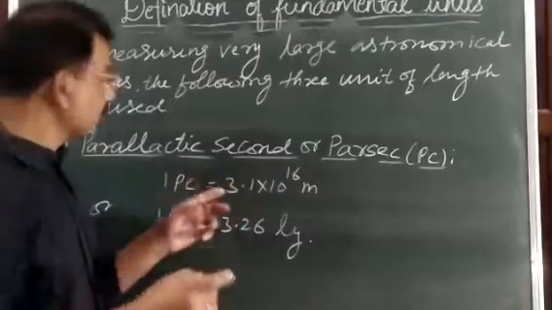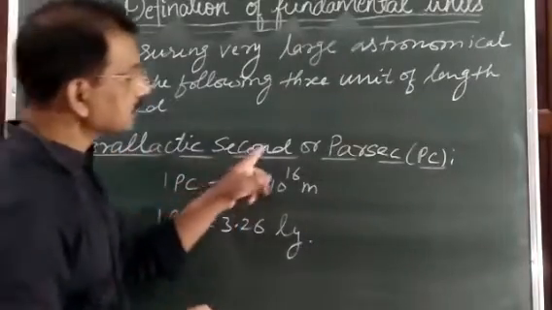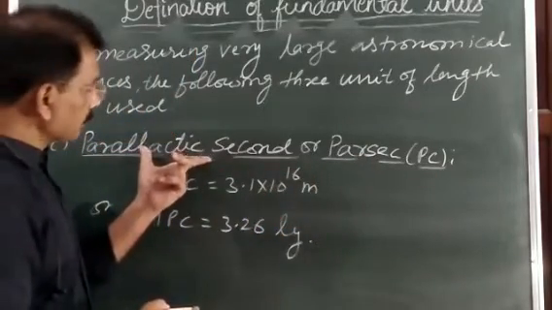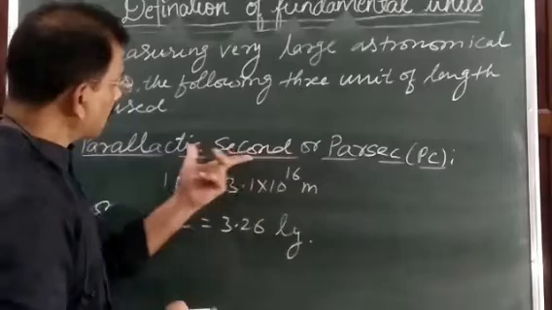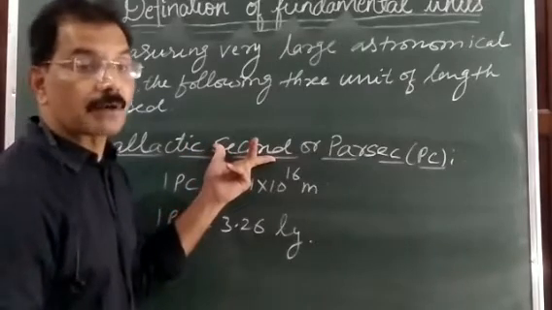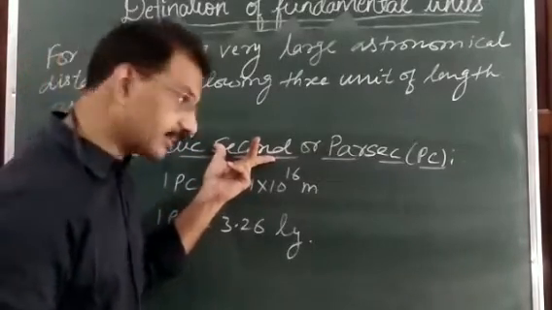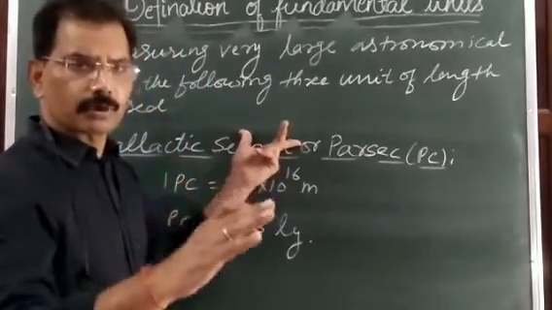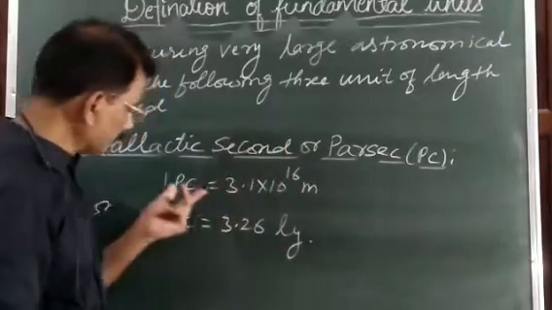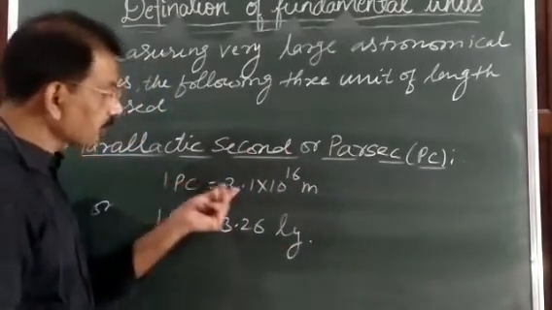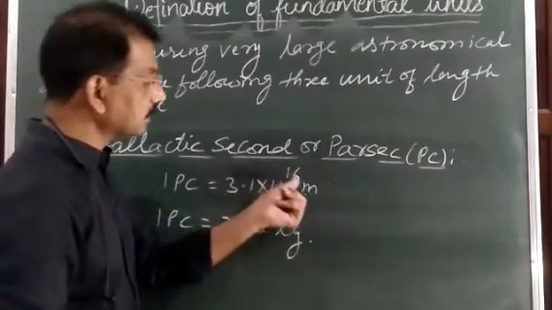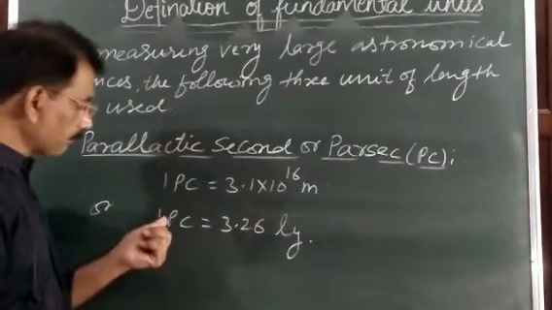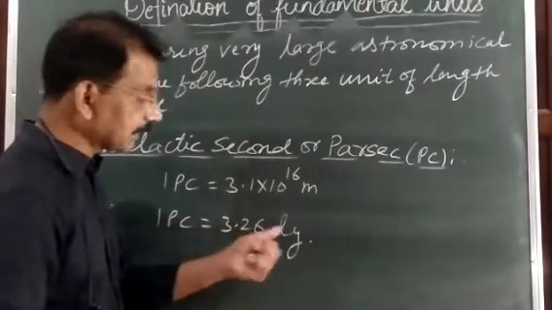And the third large unit of length is parallactic second or parsec. And again, look here. This one is looking parallactic second. This one is not unit of time. This one is the unit of length. And the definition of this parsec, please you note down from your book and you learn also. And here remember this, 1 parsec is equal to 3.1 into 10 to the power 16 meter. And in light year, also you can write 1 parsec is equal to 3.26 light year.